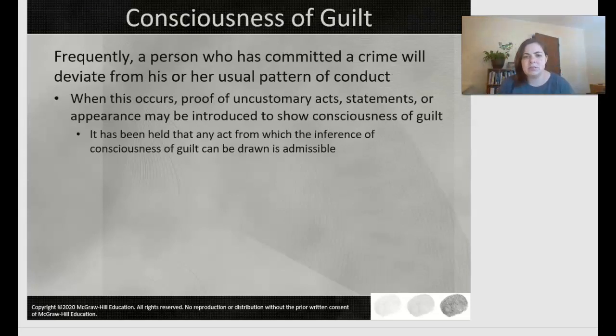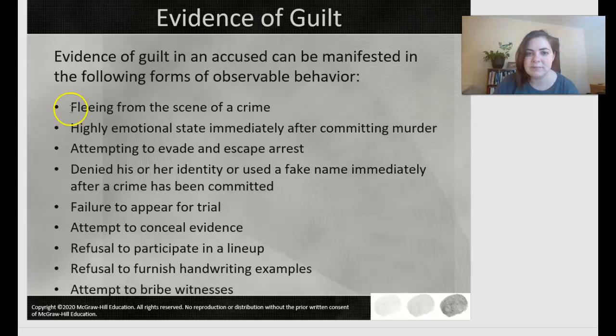Past acts can also be used to show that there's consciousness of guilt. Proof of an uncustomary act or statement or appearance can be used to show that you are aware of your guilt, of your responsibility for your behavior. Evidence of guilt. So these are all reasons.